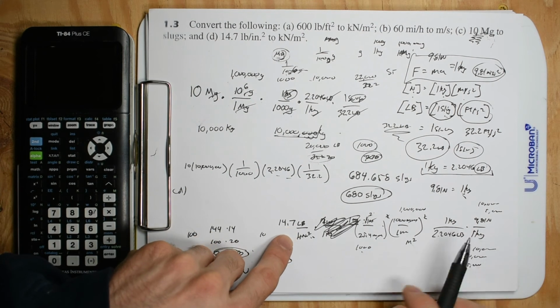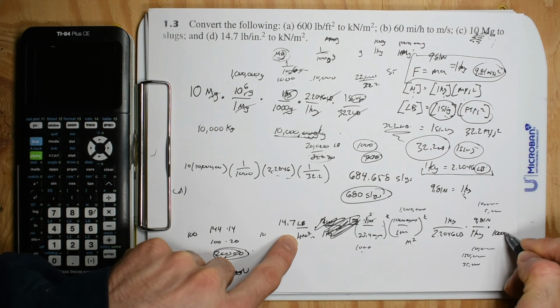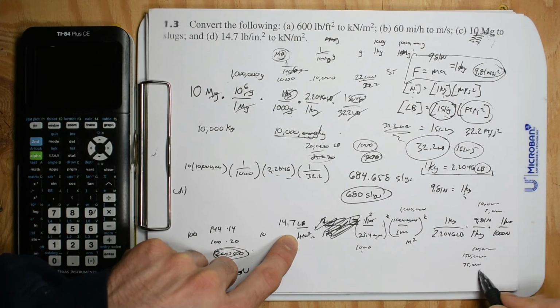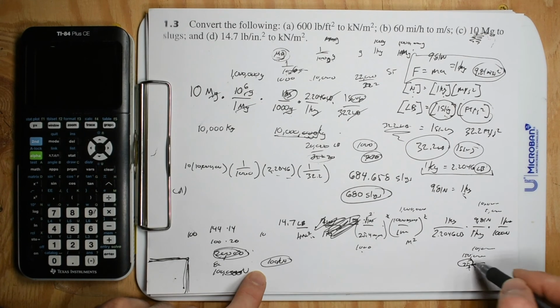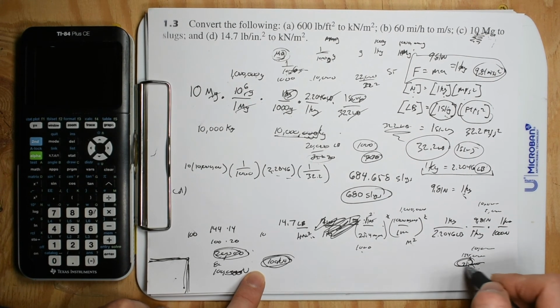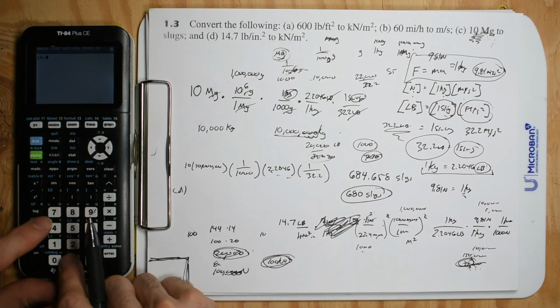Now I feel like I did something wrong. Oh, yeah, because we got to newtons, and then 1,000 newtons is 1 kilonewton. Yeah, so 75,000 divided by that, we're going to have 75. So we got a little bit better. Now we know if we put this in our calculator, we're definitely going to get the right answer.